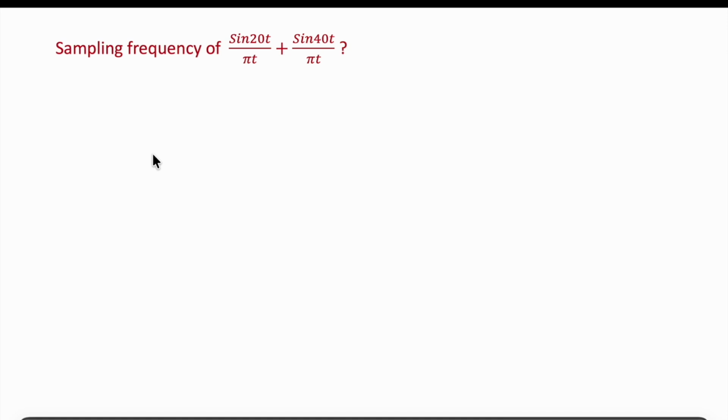We have another question where we need to calculate the sampling frequency of the given signal. This is homework for you: calculate the sampling frequency for this given signal, and let me know your answer.